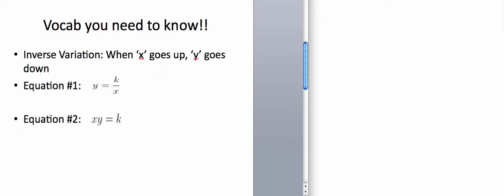Here's the vocab you need to know. You'll hear me say this all the time as far as the definition for inverse variation, so make sure you get that figured out. And then we're looking at two different types of equations. Those are written down. We're going to use both of those in this video and in our assignment.